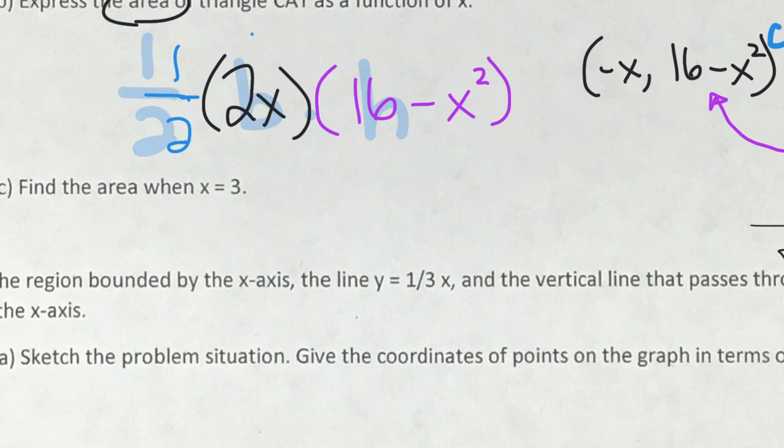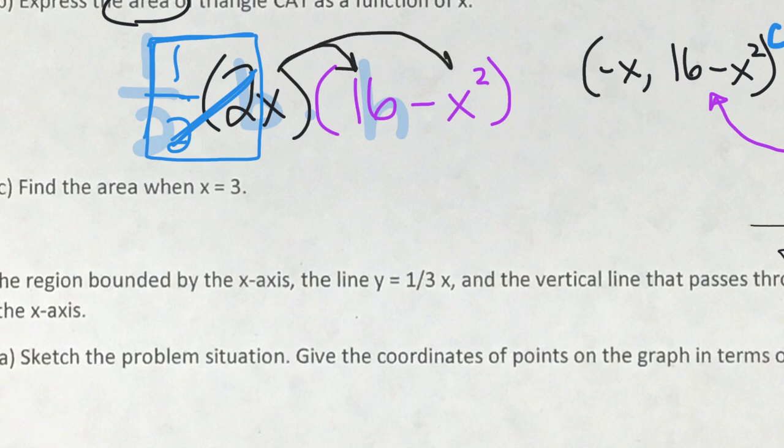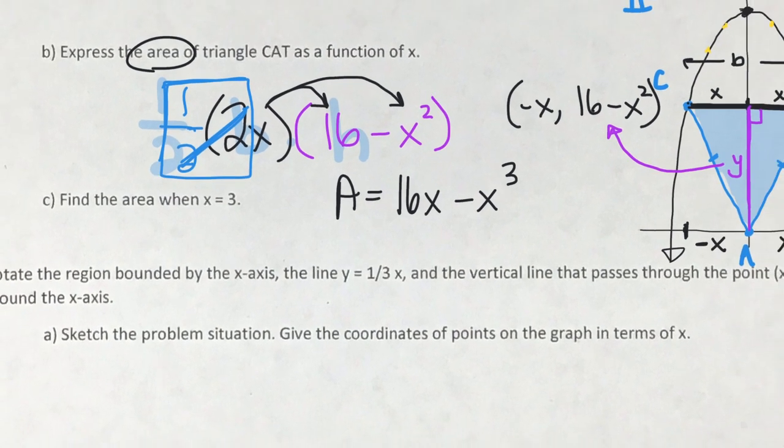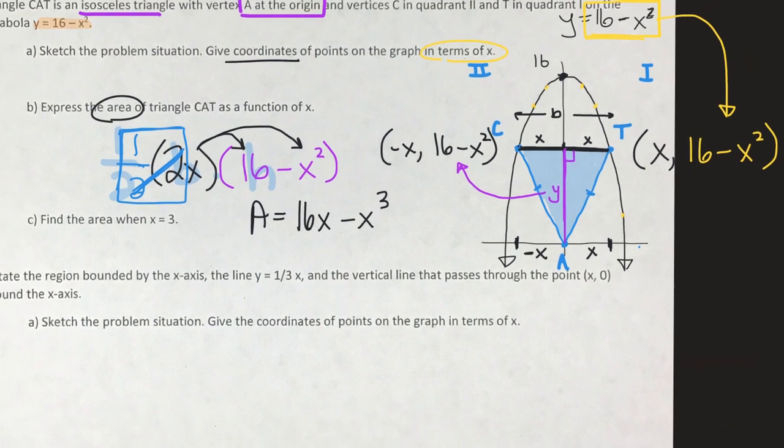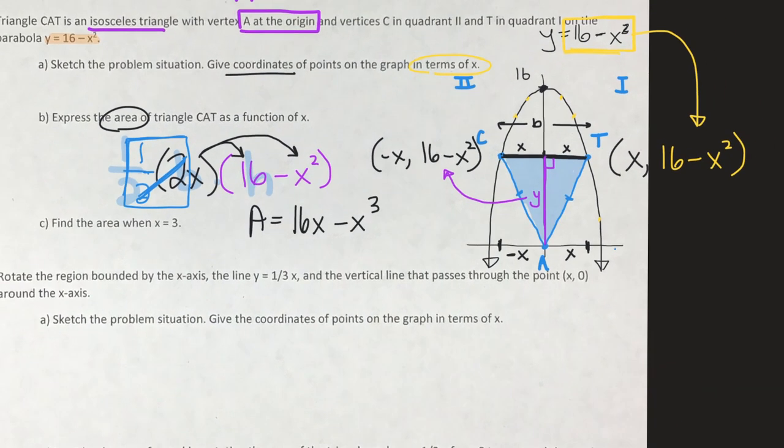I'm going to multiply my two numbers together right here, 1/2 times 2. 1/2 times 2 is 1, so that essentially cancels out, and now I can distribute my x into both of these terms. So the area of my triangle is 16x minus x cubed. Okay, so that's the formula that I'm going to use to calculate the area of this triangle based upon any value of x.